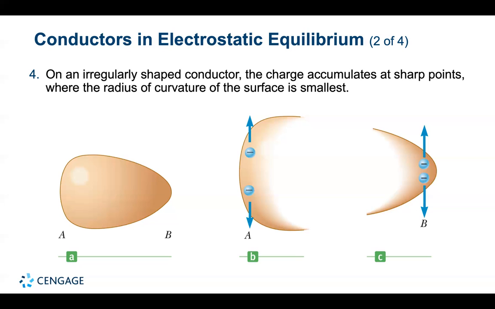At the sharp end, the forces of repulsion between the two charges are directed predominantly away from the surface, as we're seeing in the figure. As a result, there is less tendency for the charges to move apart along the surface here, and the amount of charge per unit area is greater than at the flat end. The cumulative effect of the sharp end is a large resultant force directed away from the surface that can be large enough to cause charges to leap from the surface into the surrounding air.